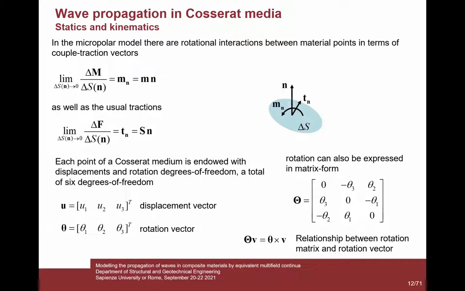And besides this, a Cosserat medium is endowed with displacement and rotational degrees of freedom. The configuration of each point is described not only by its displacement, but also by three rotations. And these rotations can be either collected into a rotation vector or expressed in matrix form. And there is obviously a relationship between the rotation matrix and the rotation vector, meaning that the rotation vector is the axial vector of the rotation matrix.